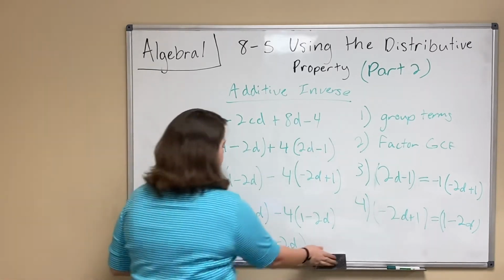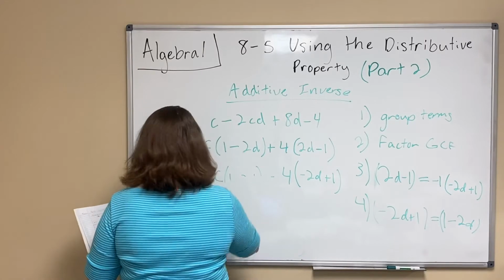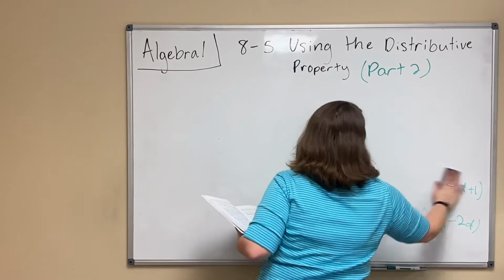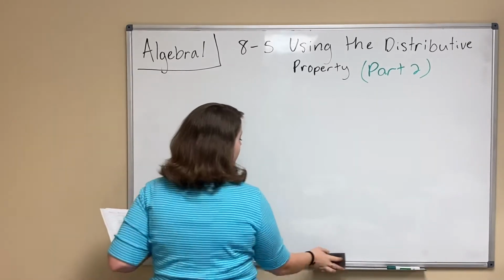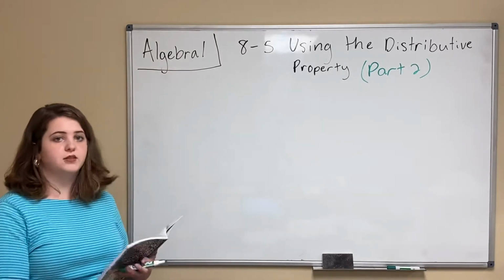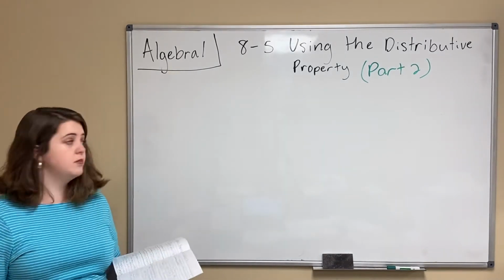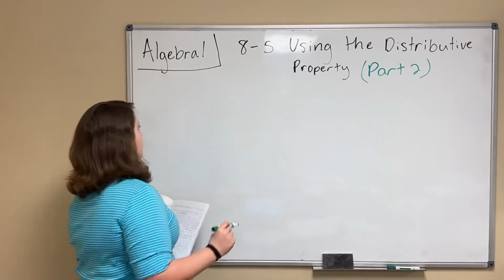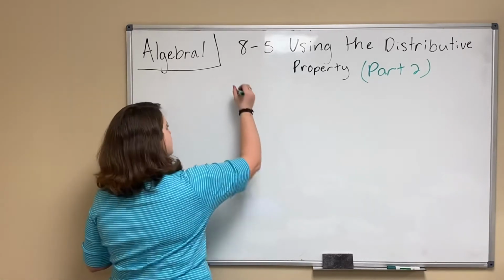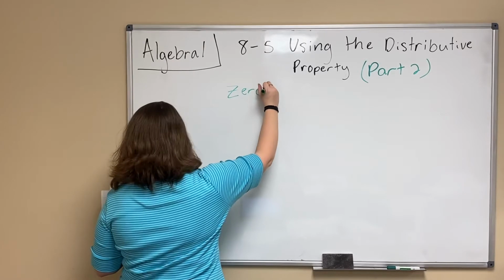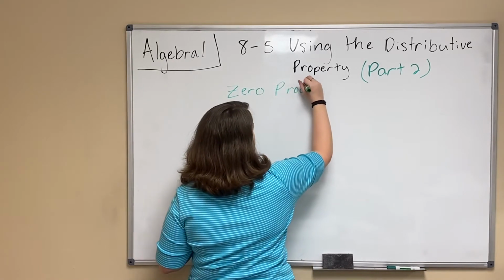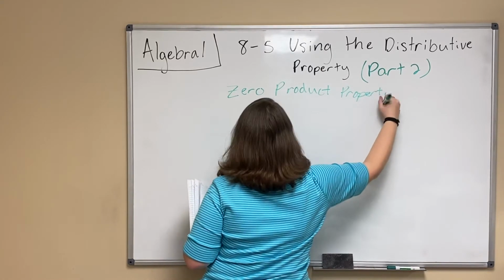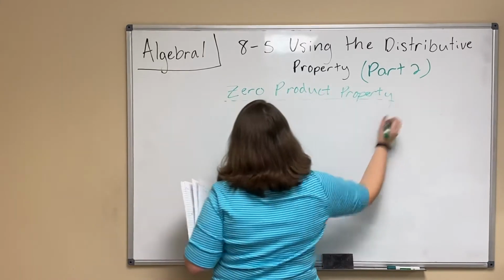Okay, I have one other thing in this lesson. What we've been doing so far is grouping, factoring, doing the distributive property, but now we're going to actually talk about what it means to solve an equation using what we know about factoring. And what we're going to use to solve equations is something called the zero product property. This is another one of those properties we learned in chapter 1, but I know it's been a long time, so we'll talk about it.